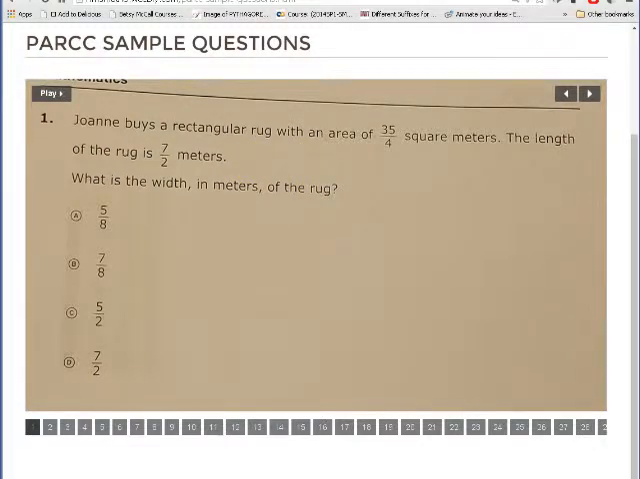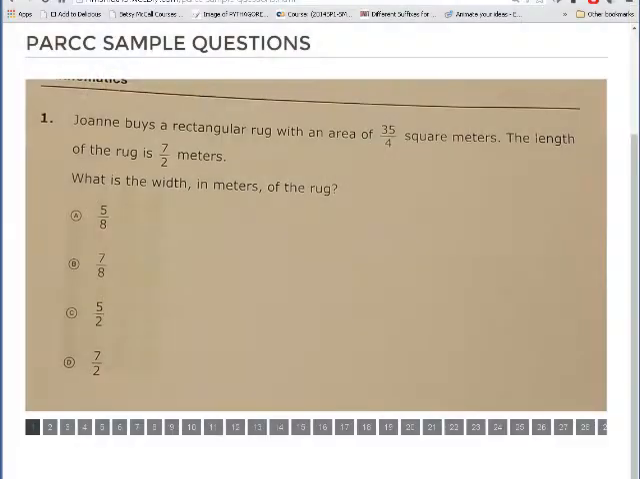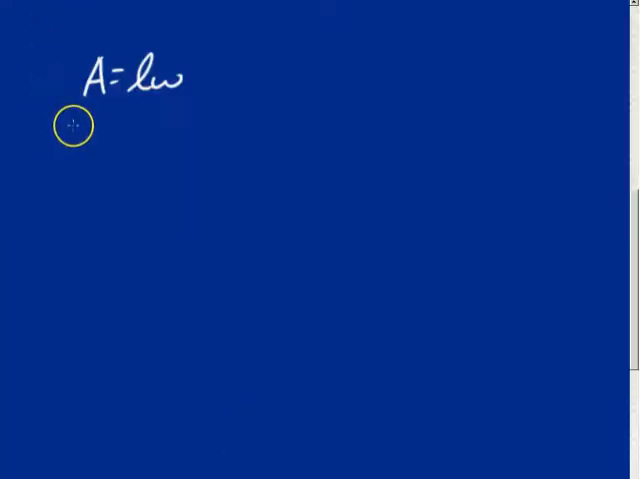So what you want to set up is the formula that I'm sure you know very well, the area formula for any rectangle. So that would be here, area equals length times width. And then the numbers that we're given, we're going to fill them right in. We have 35/4 square meters for the area, and the length is 7/2. So we have 35/4 is your area, which equals 7/2 times some unknown number.